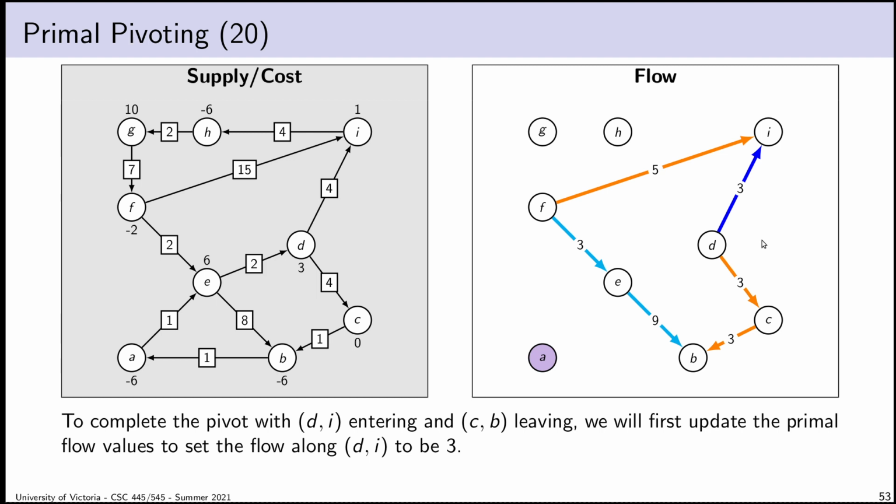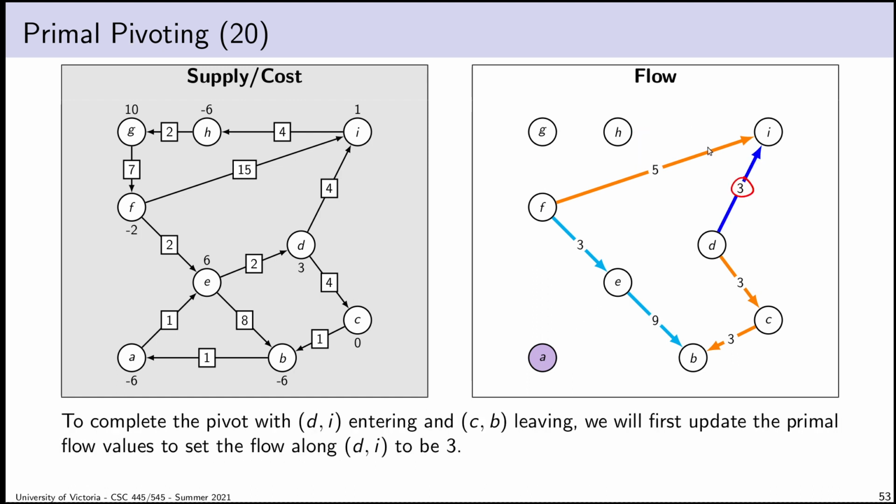Okay, now anyway, back to this pivot. So we chose our leaving arc. This was the leaving arc that we chose. Now, before we actually finish the pivot, we have to adjust our flow values. So my leaving arc had flow 3. So I first add 3 units of flow to my entering arc. And then I perform the adjustment necessary to compensate.